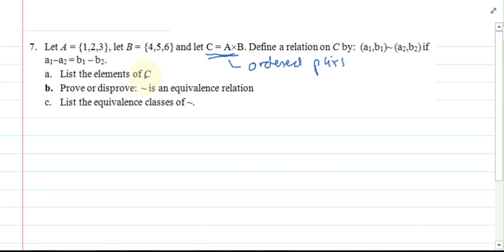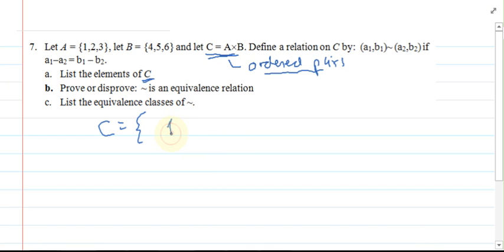So you want to list the elements of C. So you want to list all ordered pairs. Everything is going to look like an element in A with an element in B. So I can write C equals. Now let's just try to do this systematically. Let's first look at all elements in C such that the first element in the pair is 1.